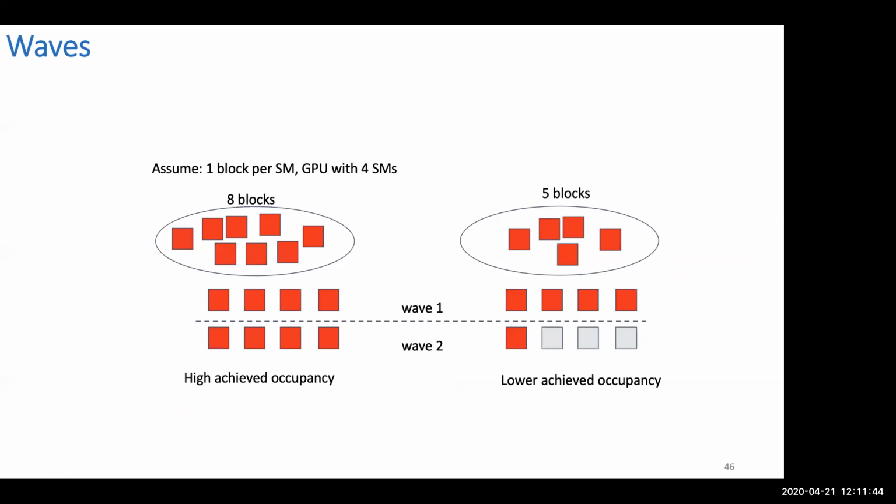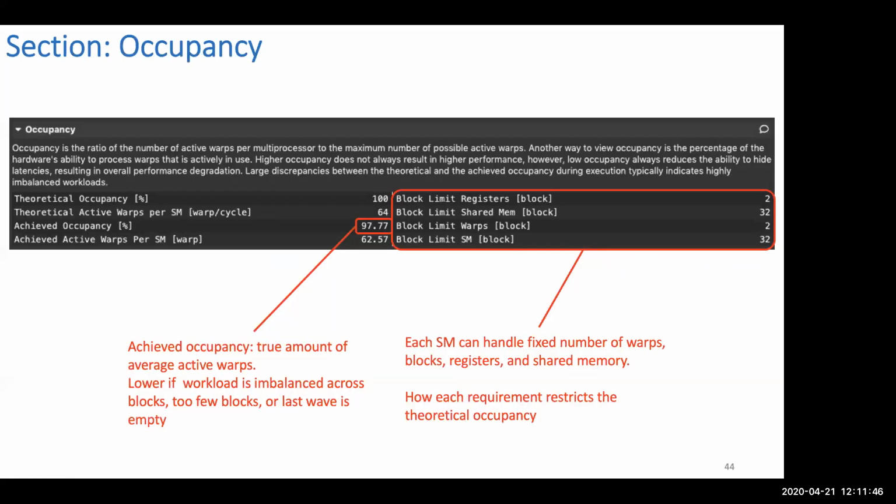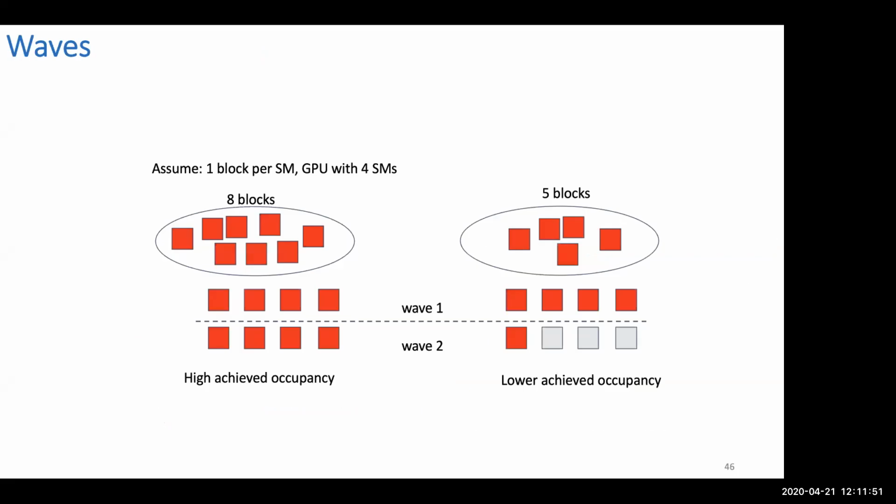This is sort of a detail. One thing that can affect the occupancy that's kind of surprising, but can happen if you don't have a lot of thread blocks to launch, is if you think of the thread blocks as executing in waves. For example, if we have a GPU with 4 SMs, and we have 8 thread blocks to launch on it, we could think of this as executing in 2 waves.